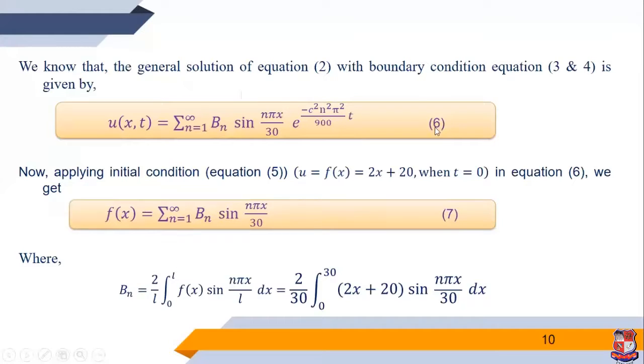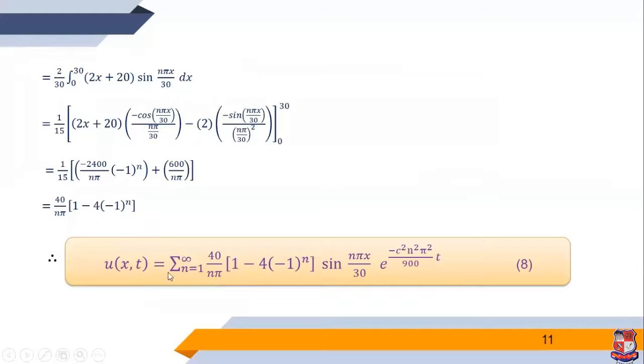Now we input the value of b_n in the solution of equation 6. So we get the solution of the whole problem of the one dimension heat equation with boundary and initial conditions, which is given as u(x,t) is a summation n is 1 to infinity 40 by n pi, 1 minus 4 times minus 1 raised to n, into sin(n pi x by 30), e raised to minus c square n square pi square by 900 into t. So this is the temperature distribution at time t and space x.